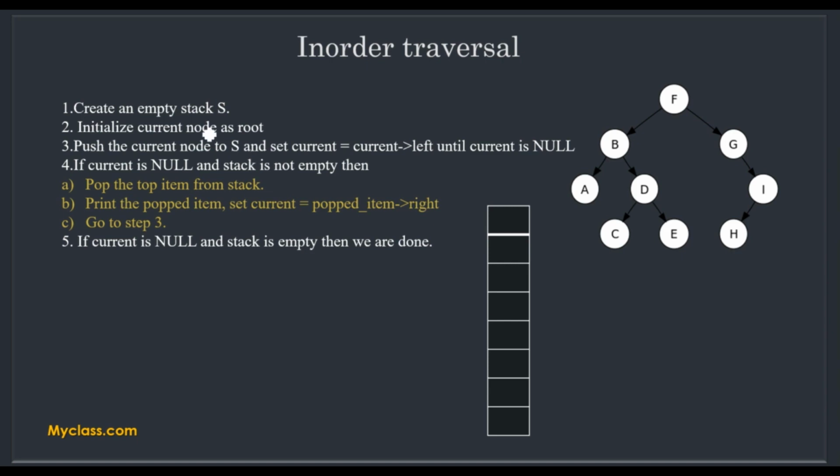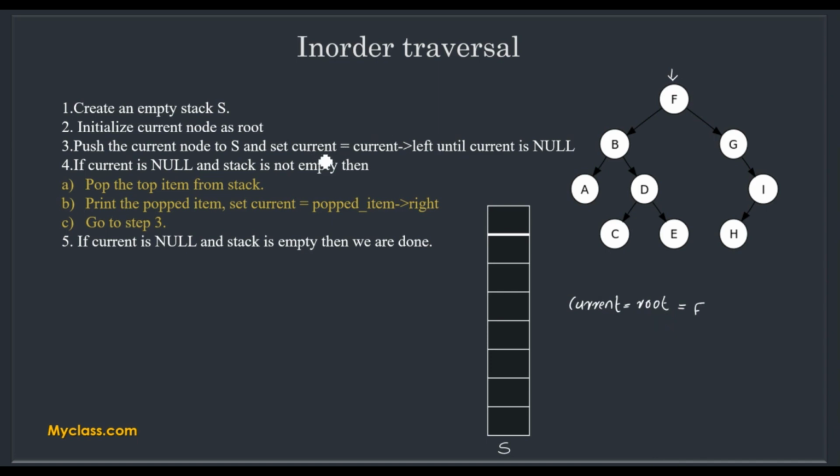So these are the steps to do inorder traversal non-recursively using a stack. The first step is to create an empty stack S. We are using a stack data structure with the name S. Initialize the current node as root. We are starting with our root node. That is our current node. So current equals root. F is the current node now.